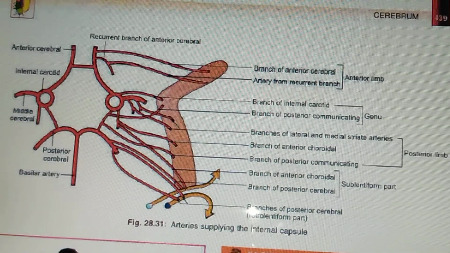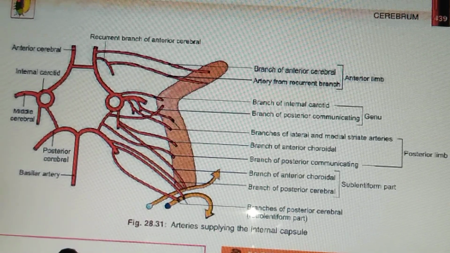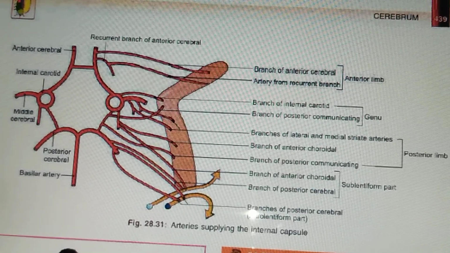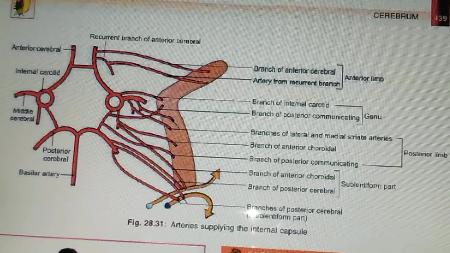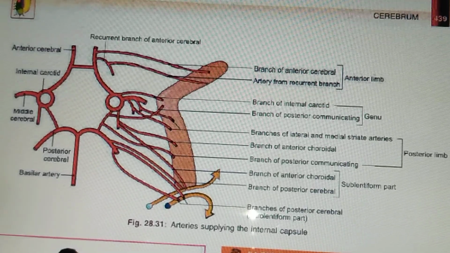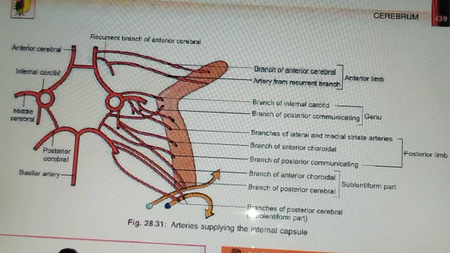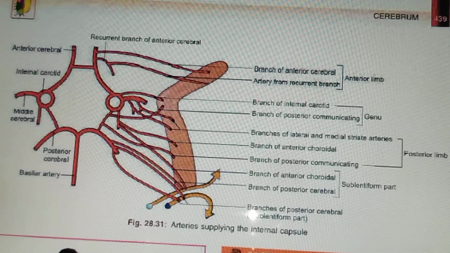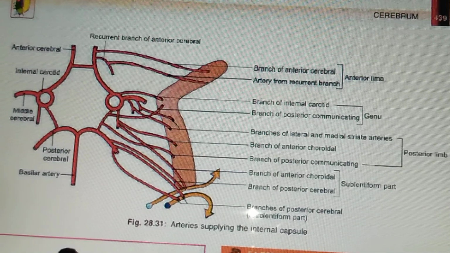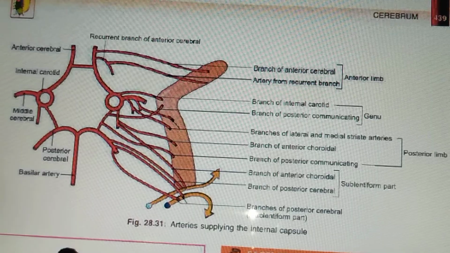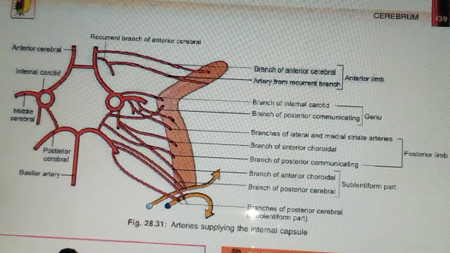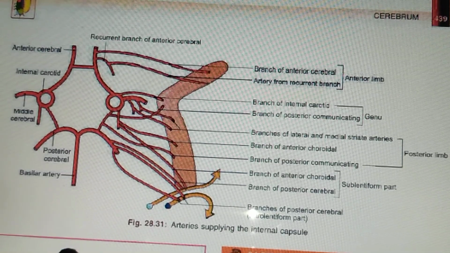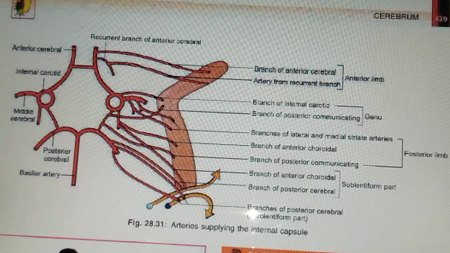So these are the different parts of the internal capsule, supplied by the different branches of the cerebral arteries and the internal carotid. That is about the blood supply, and the last part is the applied anatomy. Lesions of the internal capsule are usually vascular. Whenever there is damage to the internal capsule, it is mainly because of a vascular lesion.